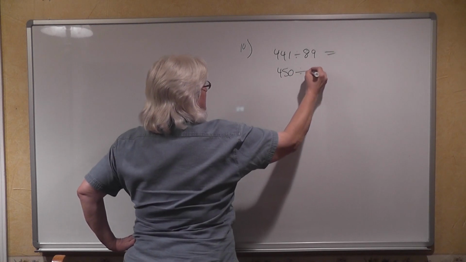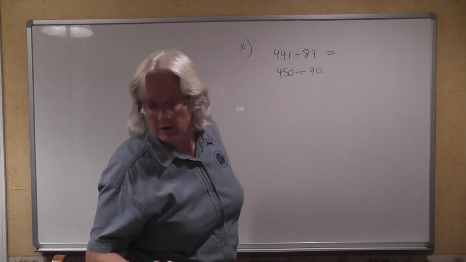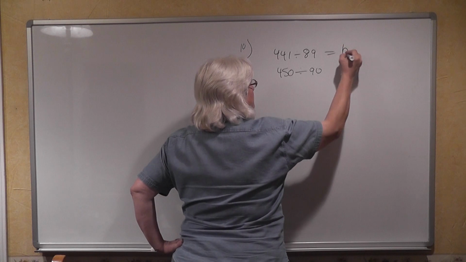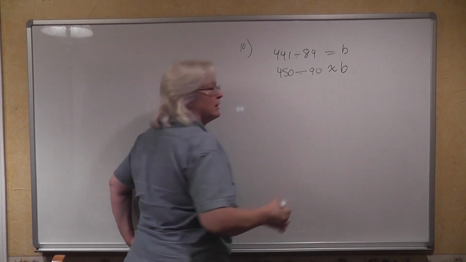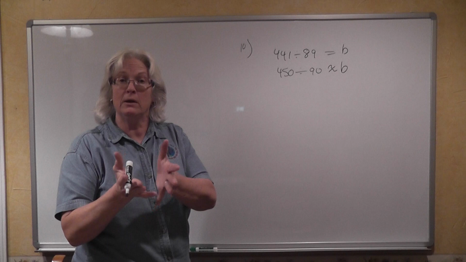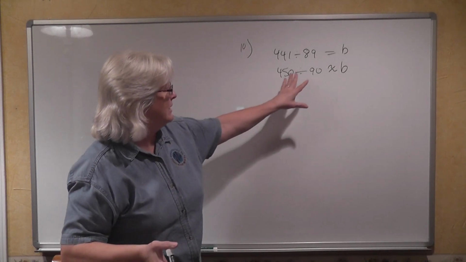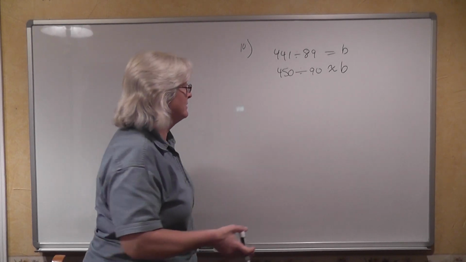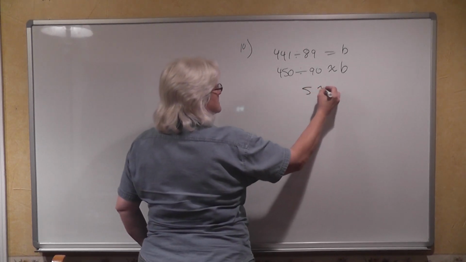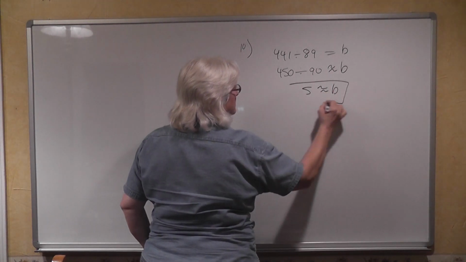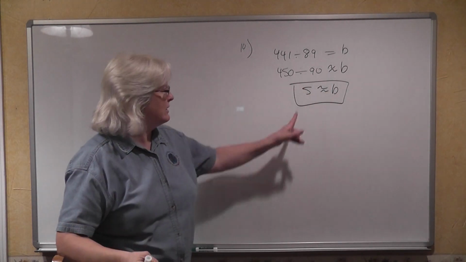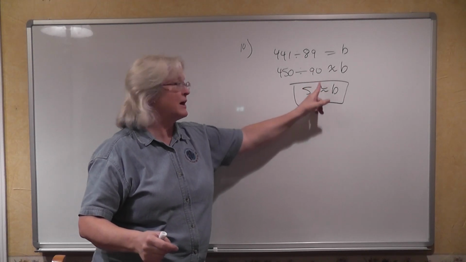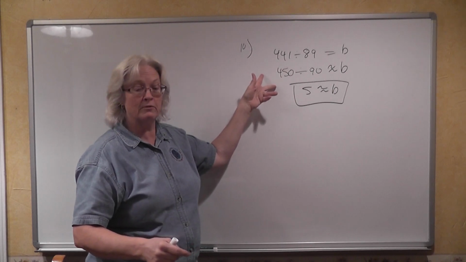Divide that by 90 and stick my variable right back in there instead of me already having the answer there, is B. And we're going to say that's approximately what our variable B represents here. 450 divided by 9. 9 times 5 is 45. 5 is the approximate value of B. And you multiply back to check that. 5 times 90. 5 times 9 is 45 with a 0. So 5 times 90 is 450.